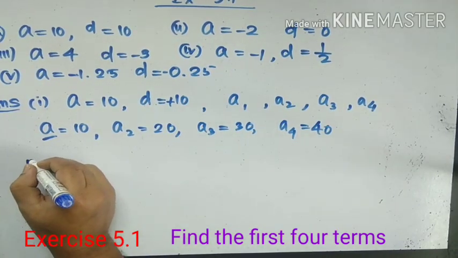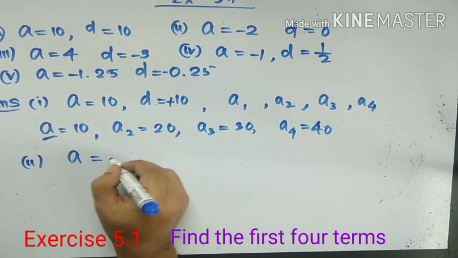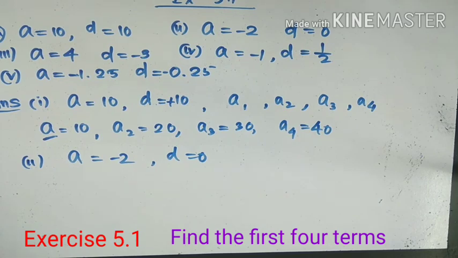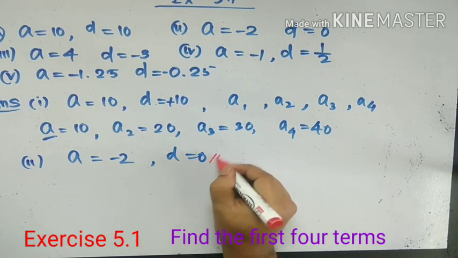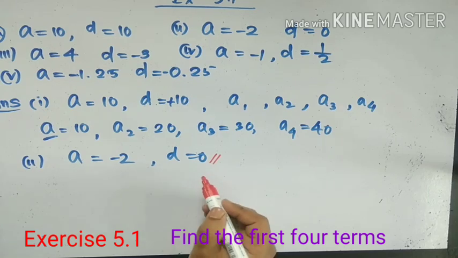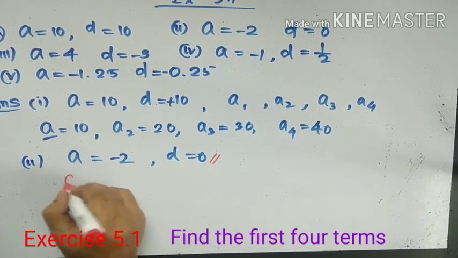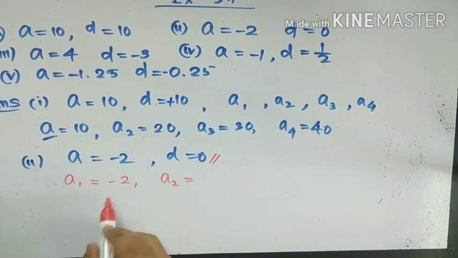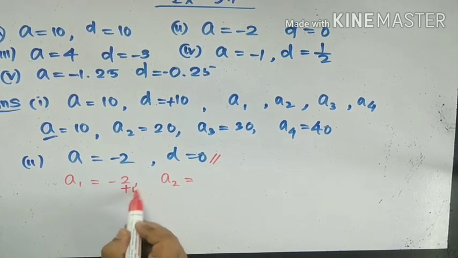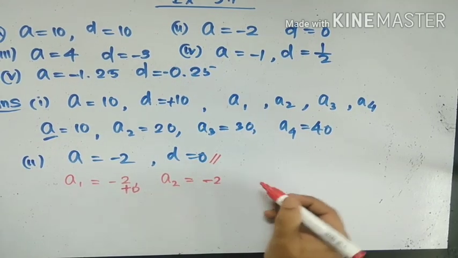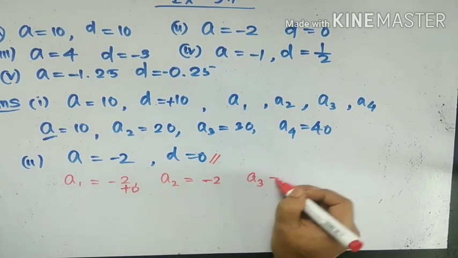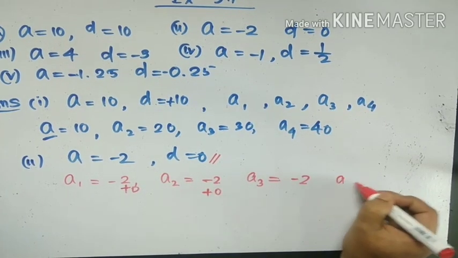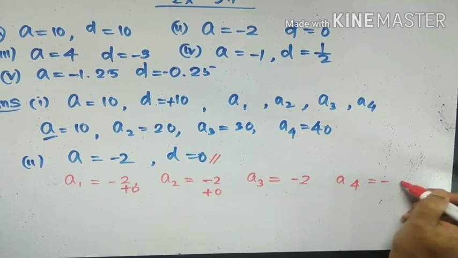Now see the next example. A equal to minus 2, D equal to 0 in this question. Now D is 0. That means terms are neither increasing nor decreasing. So the first term A1 will be minus 2 and A2 will be minus 2 plus 0, that will be minus 2 only. That means same, A3 will be minus 2 plus 0, that will be minus 2 only. So on, A4 will be minus 2.